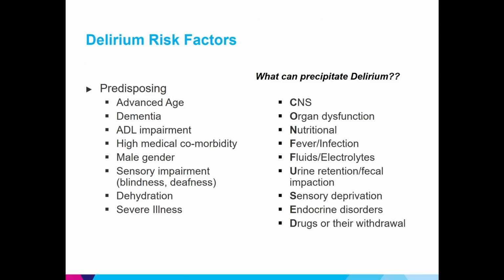It's really important to think about all potential insults that can lead to a delirium, including an acute CNS event, any organ dysfunction, nutritional deficits, an infection, fluid and electrolyte abnormalities. As I mentioned, urinary retention or fecal impaction, endocrine disorders, drug withdrawal, and baseline sensory deprivation, which we tend to see greater with our older adults.